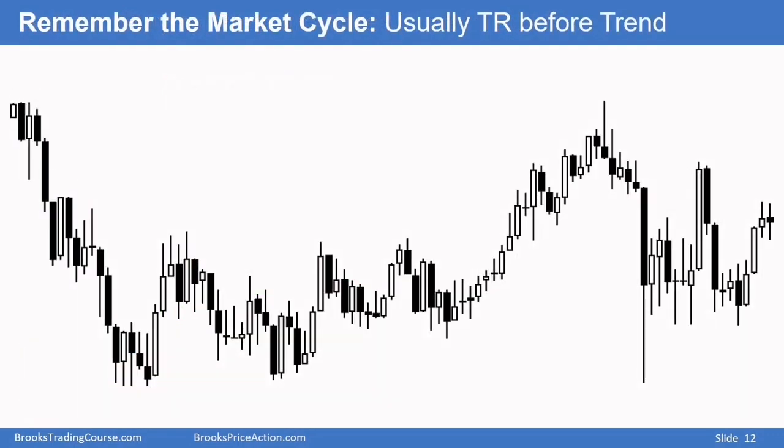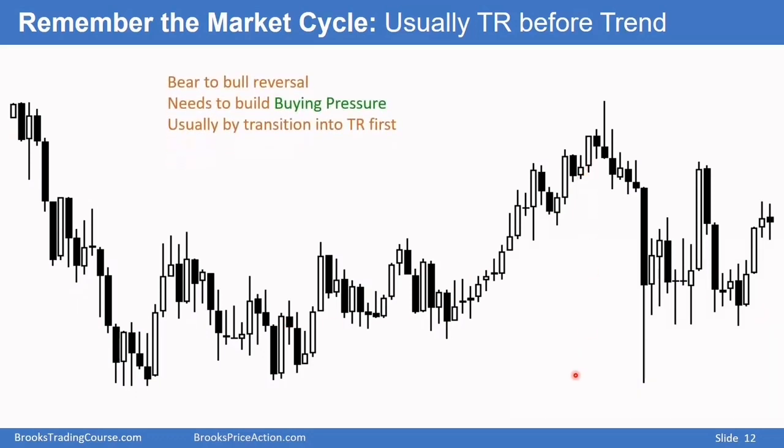Remember the market cycle. A bear trend usually transitions into a trading range before you can get a bull trend. While in the trading range, the bulls can create enough buying pressure so that eventually there'll be a successful major trend reversal and a bull trend.